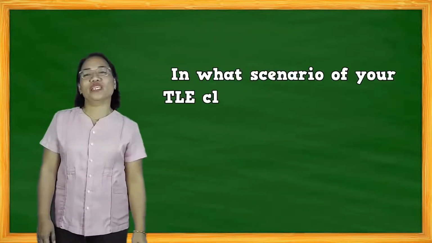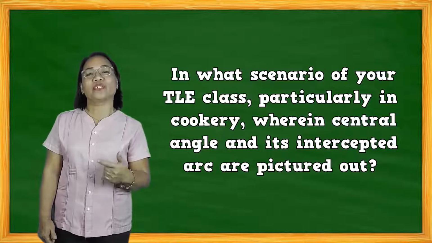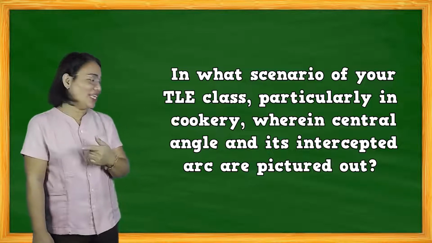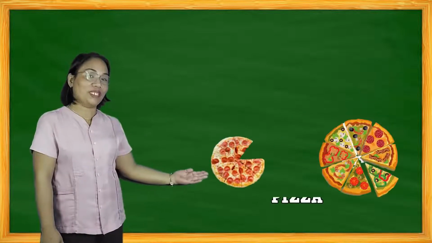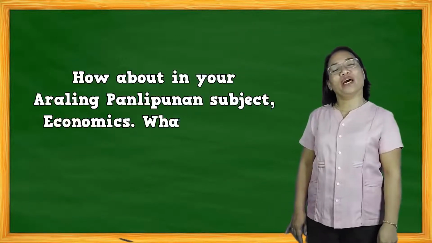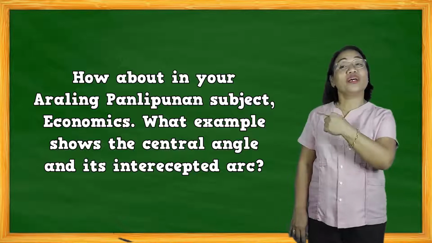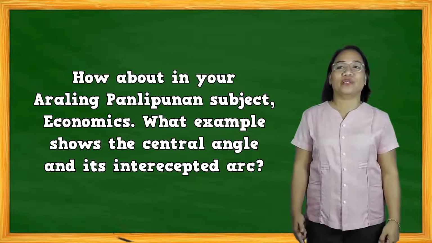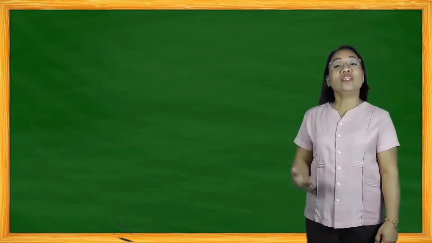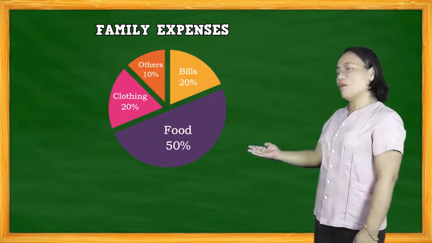In what scenario of your TLE class, particularly in cookery, can a central angle and its intercepted arc be pictured out? Can you imagine? Well, it is the slicing of the pizza and the circular cake. And what about in your Araling Panlipunan, Grade 9 or grade 10, I think, in your economics class? Yes, it is when your teacher presents the pie graph. So this is the example of a pie graph.